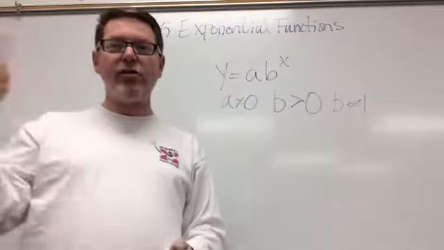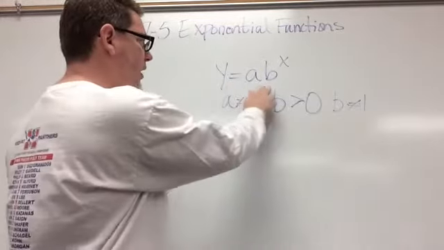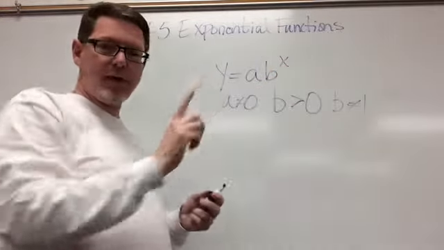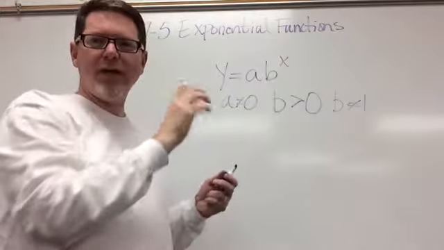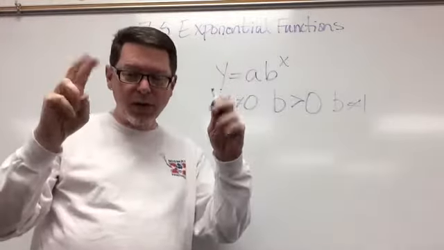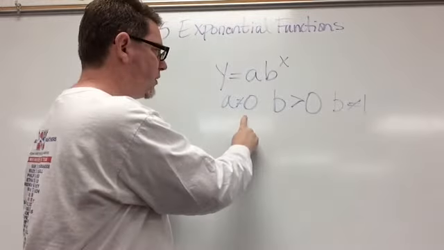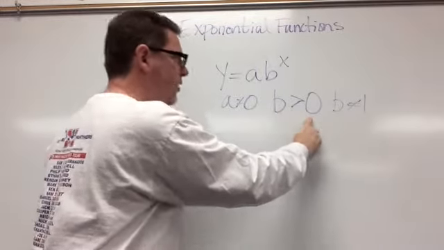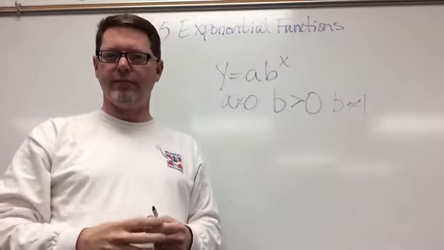Okay? So as you look at exponential functions, something that you need to remember is it's y equals ab to the x power. And notice that the x is only on the b, not on the a. Okay, a would be what we would consider slope in linear, but that's not the case here. A does not equal 0. B is greater than 0, but b does not equal 1.